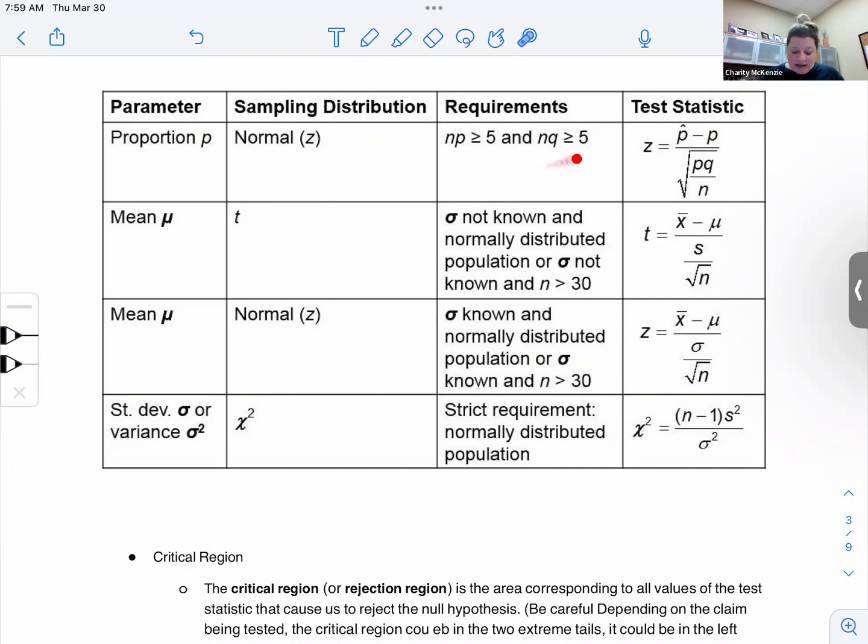One thing to note here is we have a requirement that the number of samples times your percent has to be bigger than 5. So if I'm testing a claim of 0.01%, like think about a drug. I don't really want people to die, right?